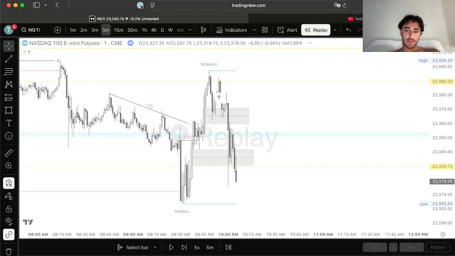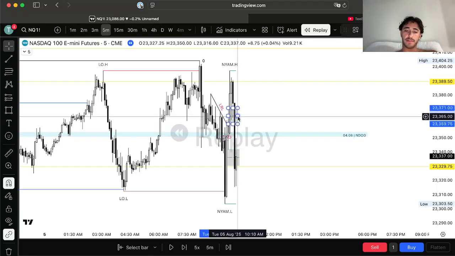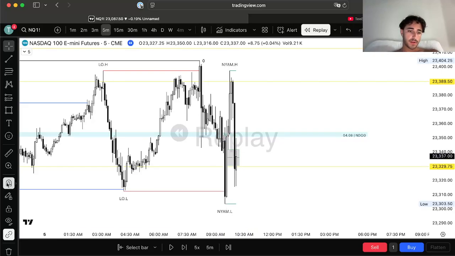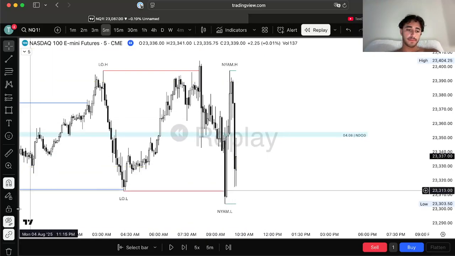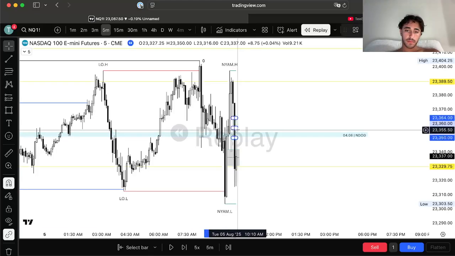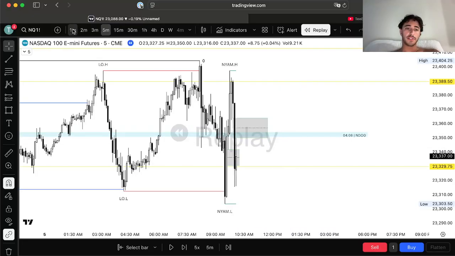So at this point in time, 10 a.m. news creates a 5-minute fair value gap now. Get rid of all this. Let's clean it up. Right? We have this 5-minute fair value gap right here, and it aligns perfectly with new day opening gap from yesterday.